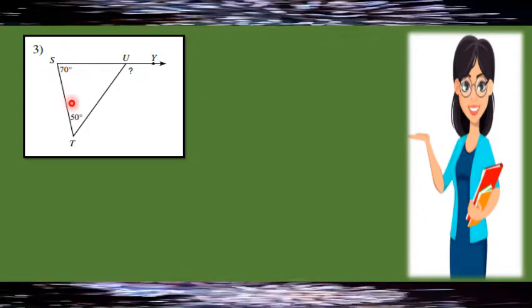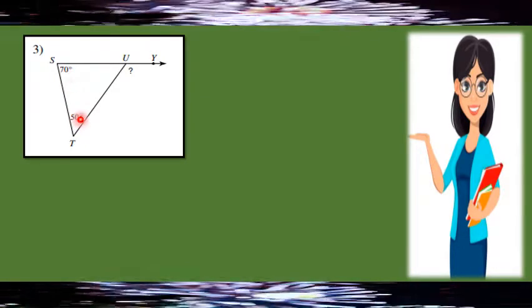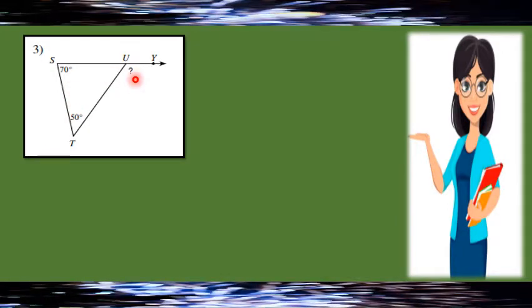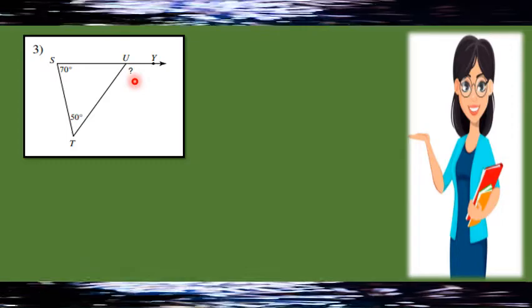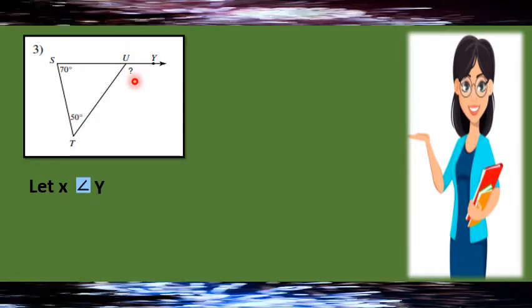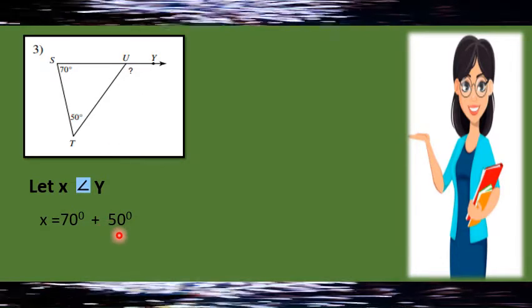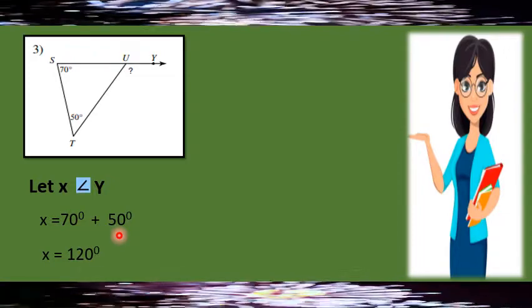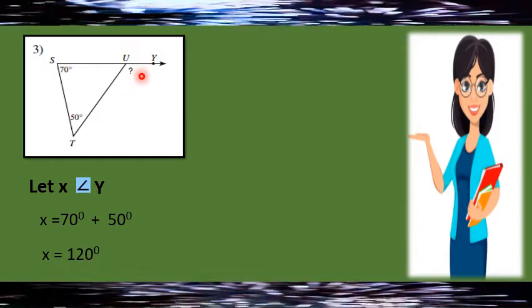Since the exterior angle is missing, we're going to add the remote interior angles. So this is the remote interior angles. In formula, if you add these, we get the value of the exterior angle. Let x be angle Y. So x equals 70 degrees plus 50 degrees, that is 120 degrees. Therefore, angle Y is 120 degrees.